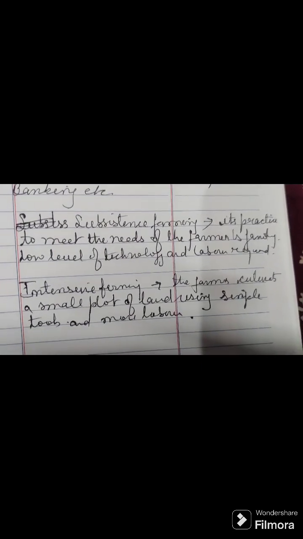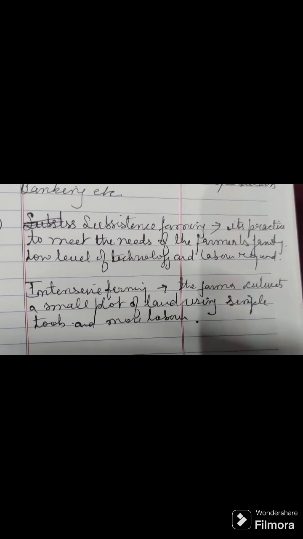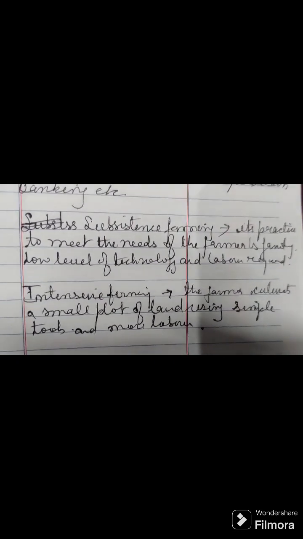Distinguish between subsistence farming and intensive farming. Subsistence farming is practiced to meet the needs of the farmer's family, with low level of technology and labor required. And intensive farming is where the farmer cultivates a small plot of land using simple tools and more labor.